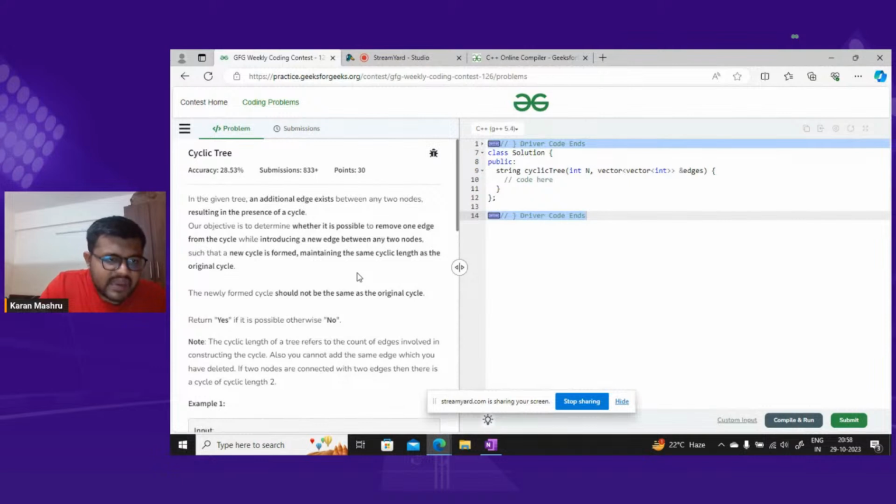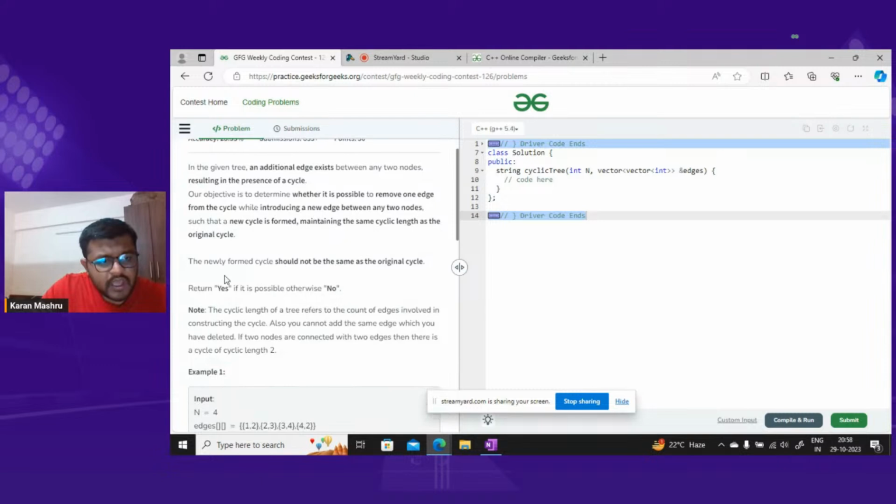Now let's go line by line. In the given tree, an additional edge exists between two nodes, resulting in the presence of a cycle. What I said, a tree was given, in that we added a new edge, so a cycle is formed. Our objective is to determine whether it is possible to remove an edge from the cycle while introducing a new edge between any two nodes, such that a new cycle is formed maintaining the same cyclic length as the original cycle. We need to tell whether we can remove one edge from the given cycle and add a new edge such that the new cycle which is formed has the same cyclic length as the original cycle.